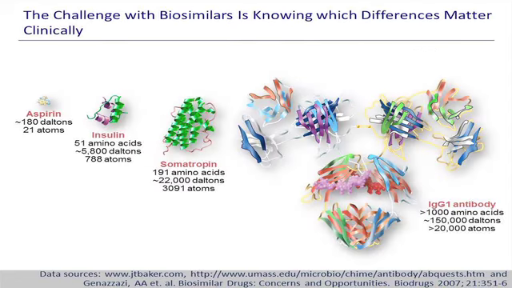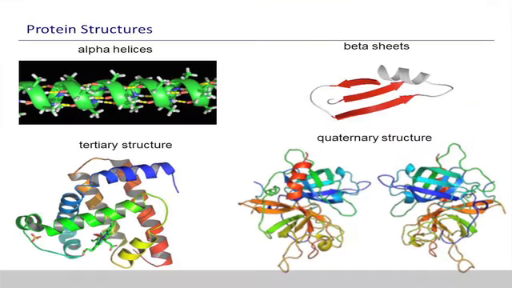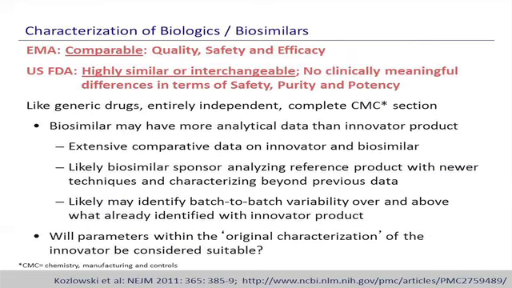The challenge is knowing which differences matter. And you can see we have aspirin, insulin, somatropin, and then we get to the IgG1 antibodies, and they're much more complicated. So we know already about primary, secondary, tertiary, and quaternary structure. And everything that EMA characterizes products by is quality, safety, and efficacy. And US FDA does it in terms of safety, purity, and potency.